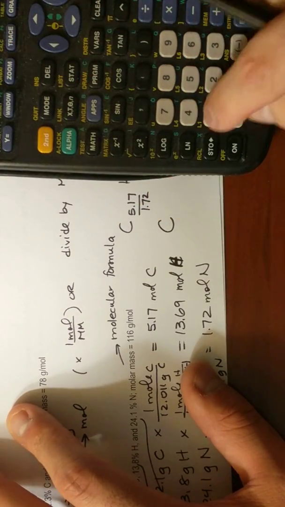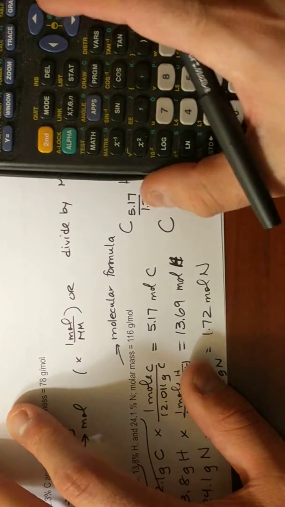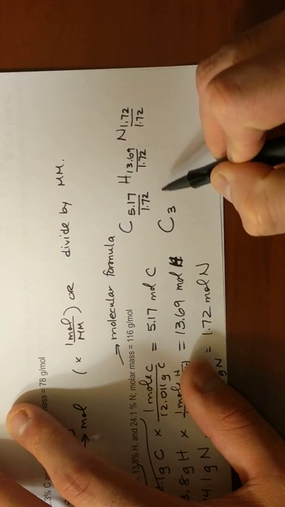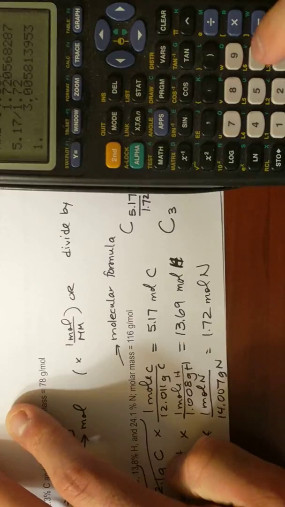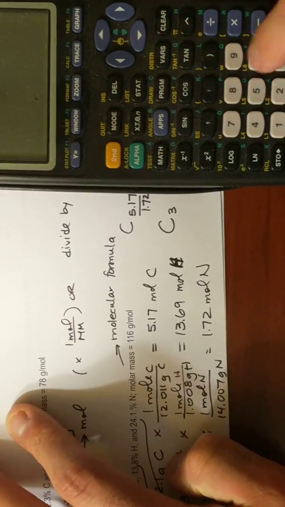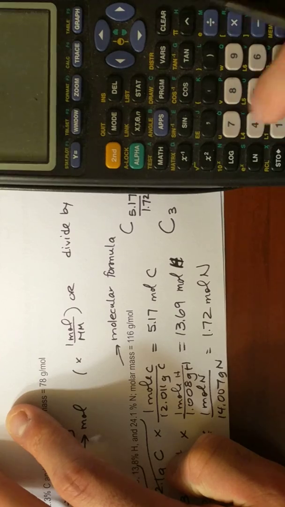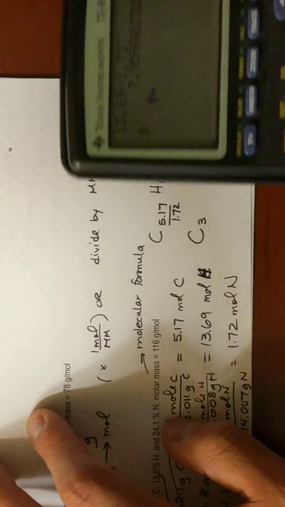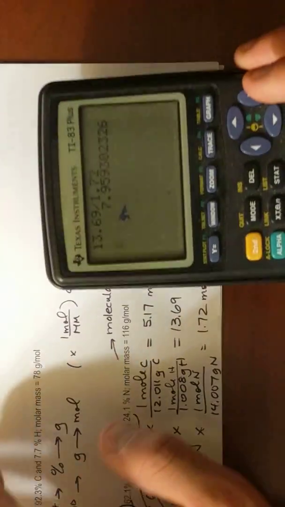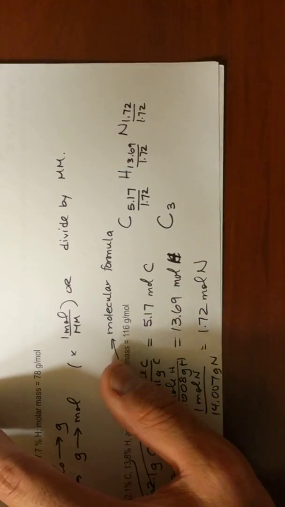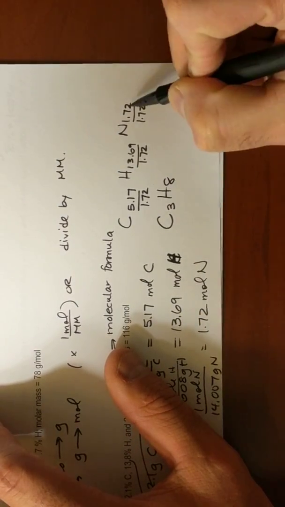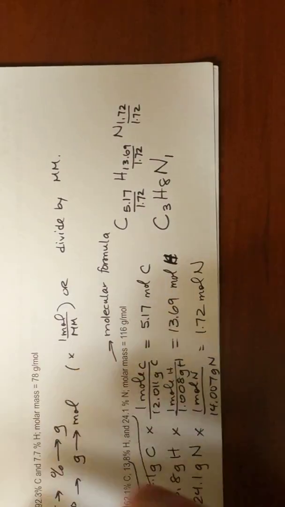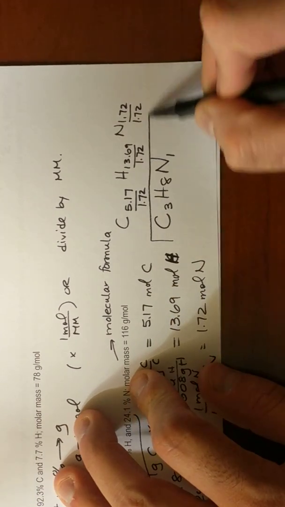If I do that, I'll do 5.17 divided by 1.72, and I get 3.005. I could round that to 3. For H, 13.69 divided by 1.72, and I get 7.959, which I want to round to the nearest whole number. Divide by the smallest number and then round to the nearest whole number. So relatively, 7.95 is 8. So C3, H8, and then I don't need to do this on the calculator. 1.72 divided by 1.72 is just 1.